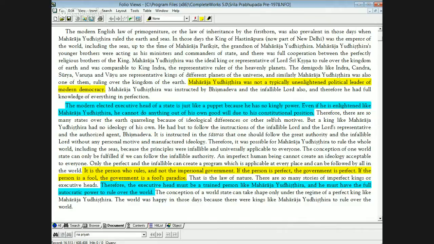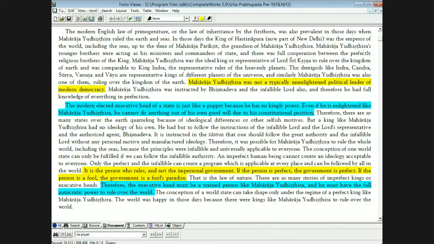An imperfect human being cannot create an ideology acceptable to everyone. Only the perfect and infallible can create a program which is applicable at every place and can be followed by all in the world. It is the person who rules and not the impersonal government. If the person is perfect, the government is perfect. If the person is a fool, the government is a fool's paradise.